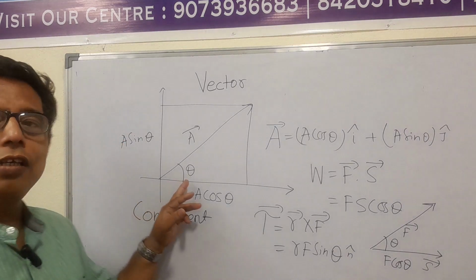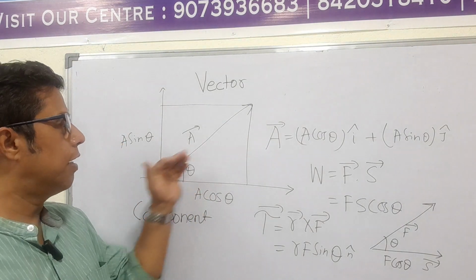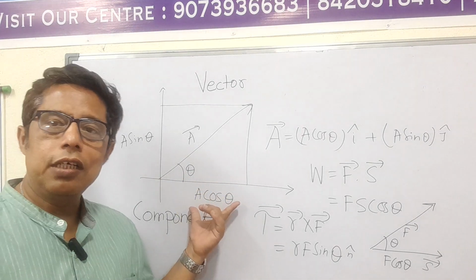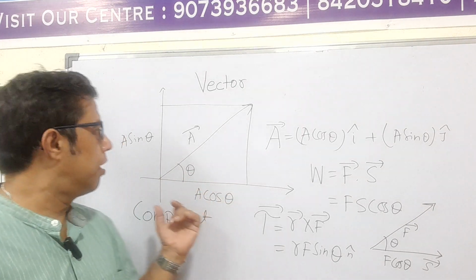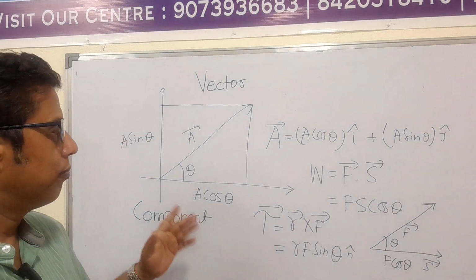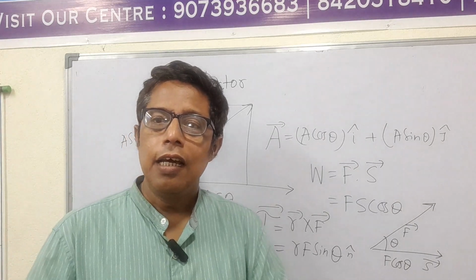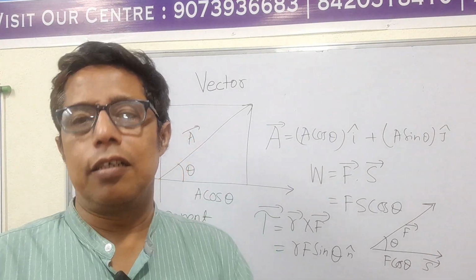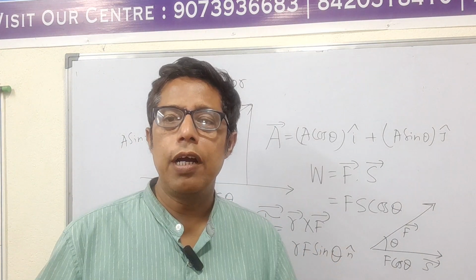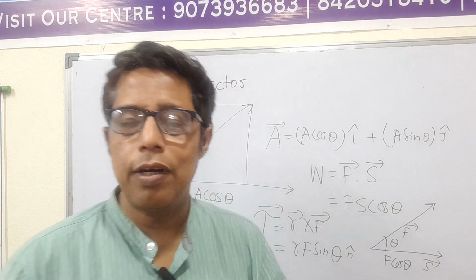If a vector is making an angle theta with the x-axis, then A cos theta is the x component and A sin theta is the y component. And one more thing: surprisingly, they are not interfering with each other. A cos theta and A sin theta are two independent components; they are not interfering.